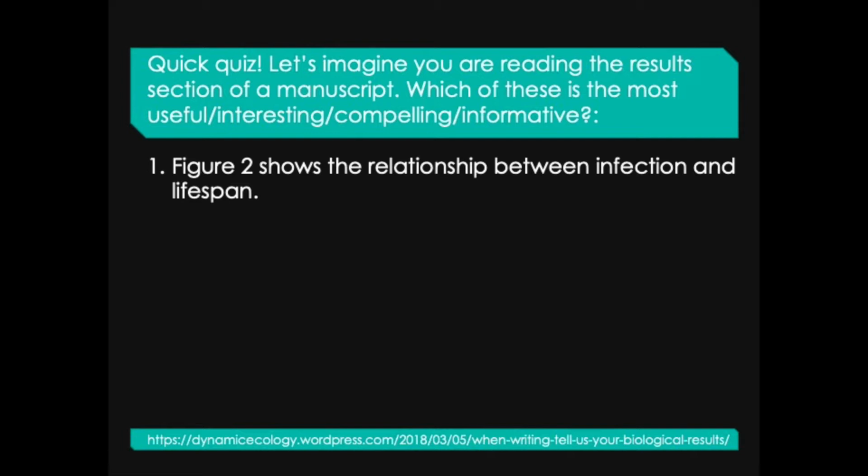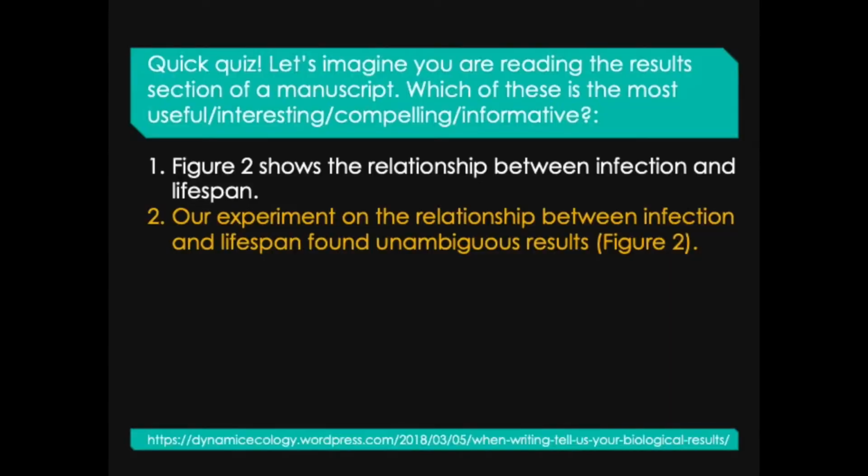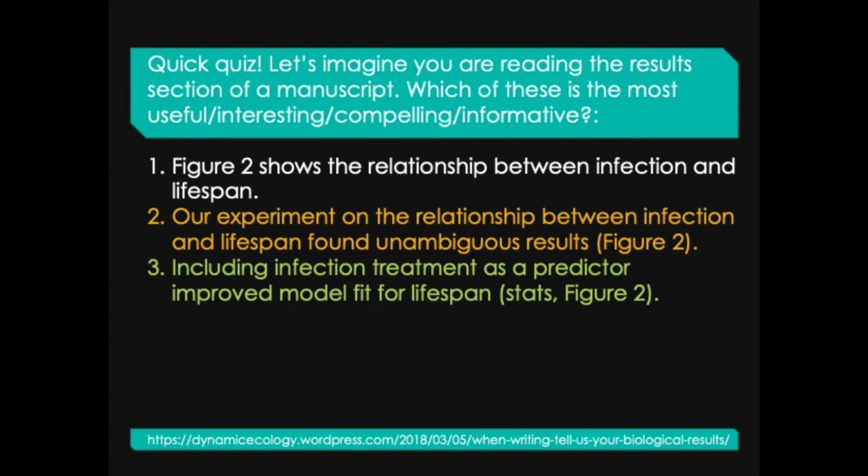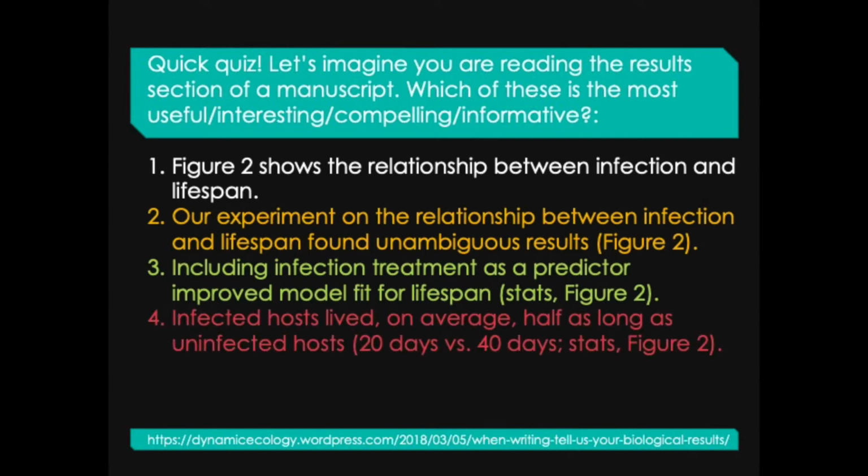It says, quick quiz. Let's imagine you are reading the results section of a manuscript. Which of these is the most useful, interesting, compelling, informative? Choice number 1. Figure 2 shows the relationship between infection and lifespan. Choice number 2. Our experiment on the relationship between infection and lifespan found unambiguous results. Figure 2. Choice 3. Including infection treatment as a predictor improved model fit for lifespan. Statistics and figure 2.